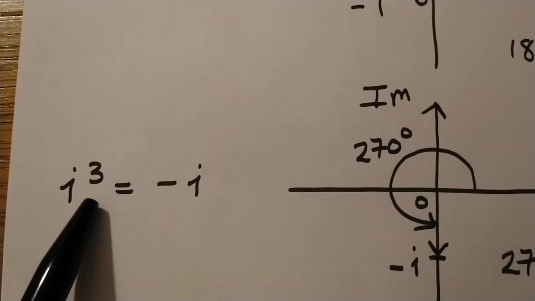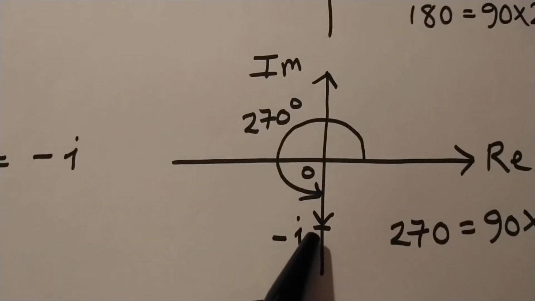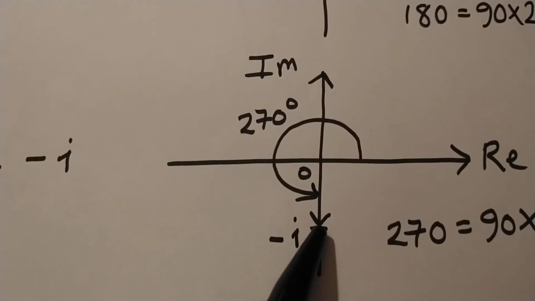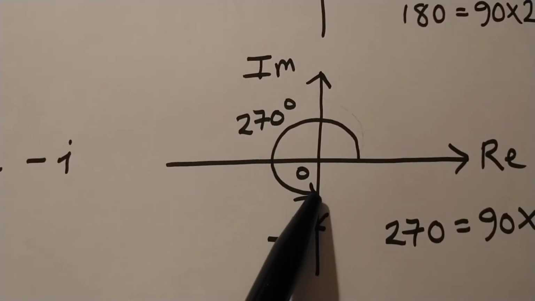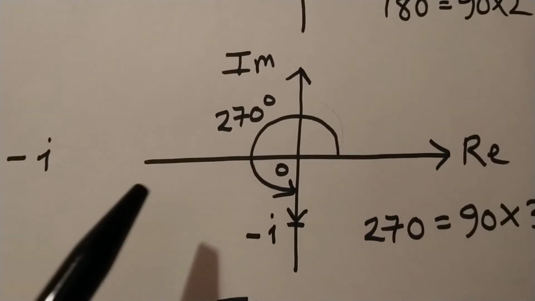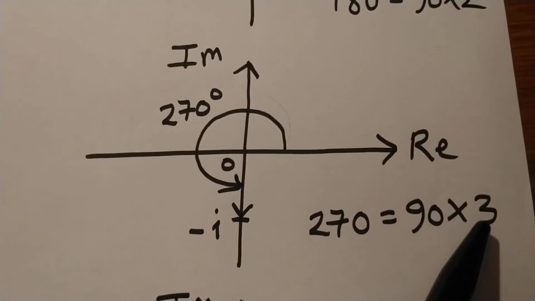Now we do i cubed. So i cubed is -i, so that brings us down to -i on the imaginary axis here. The angle is now 270 degrees, and we just cubed i. Notice that 270 is 90 multiplied by 3.